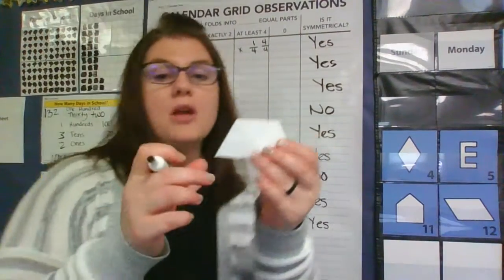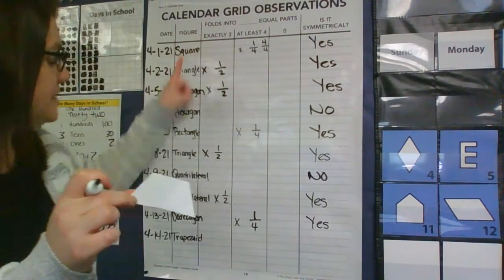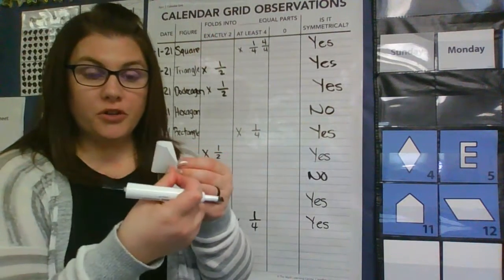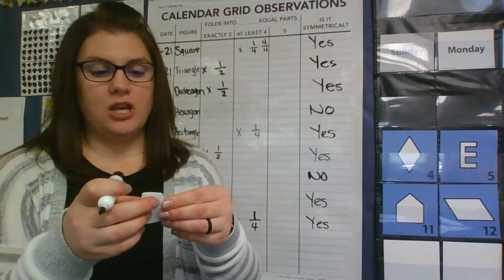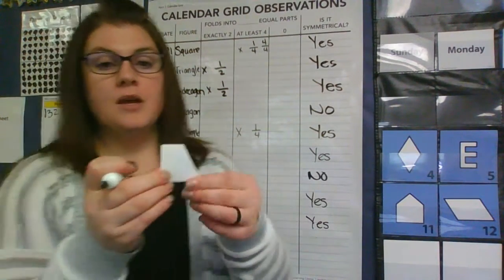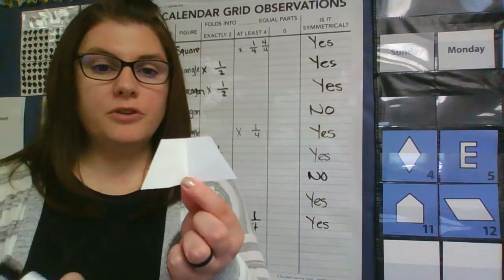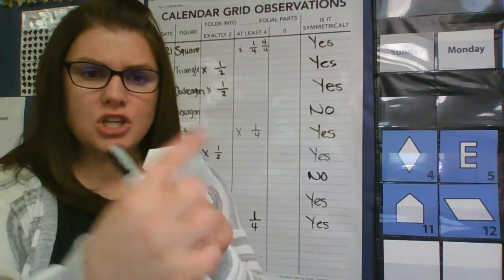I have our paper copy right here. So remember, this month, not only are we focusing on the shape, but we're focusing on whether it is symmetrical. Remember, when we fold the shape in half, does that give us 2 equal parts? So let's fold the shape in half. Okay, so I took our trapezoid and folded it in half. When I unfold it, do I have 2 equal pieces? Do I have 2 equal parts to the one whole?